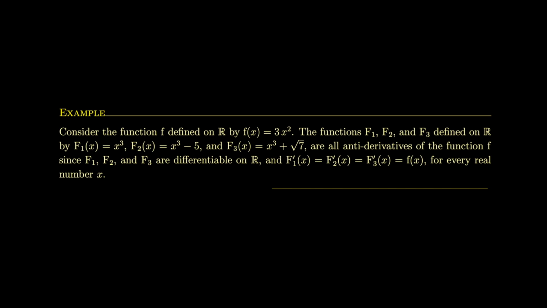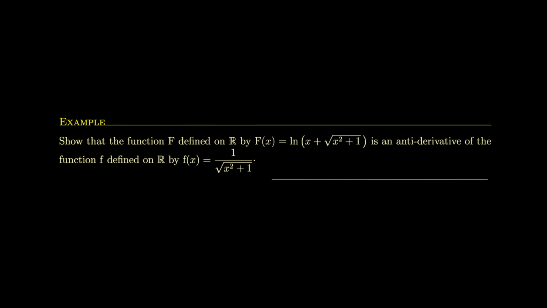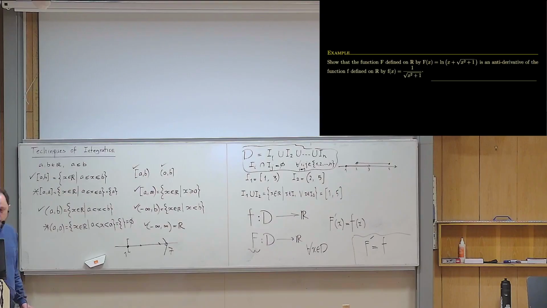Okay, now let us go to a little bit more interesting example. We want to show that function capital F defined on R by this rule is an antiderivative of the function little f defined on R again by this rule that you see: f of x is equal to 1 over square root of x squared plus 1. Okay, so let us just do it here on the board.